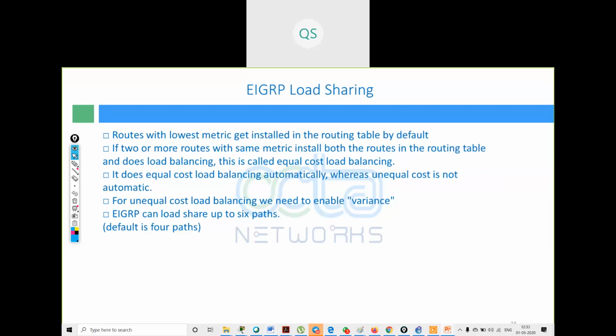This is called equal cost load balancing. It does equal cost load balancing automatically, whereas unequal cost is not automatic. For unequal cost, we need to enable variance. EIGRP can load share up to 6 paths. Default is 4 paths.